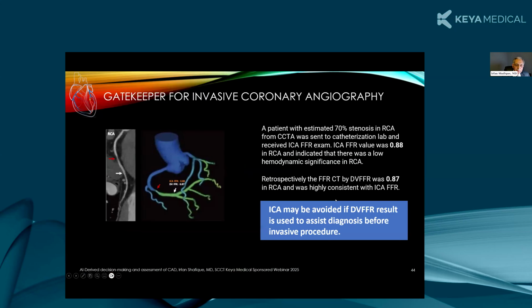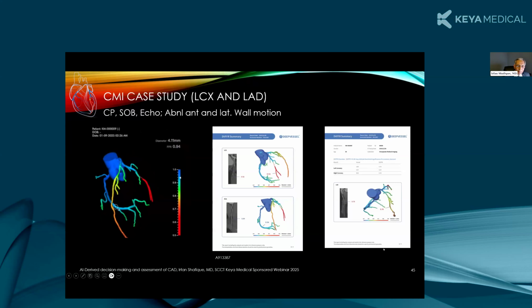So DeepVessel FFR, I'm just going to do a couple of cases for you. This is a patient who had cardiac CT and showed 70% stenosis, and went for ICA, invasive FFR exam, which showed 0.88. But they did it retrospectively, and they said they did DV-FFR on this also, which showed 0.87, almost quite similar results there. So this could have been avoided if the DV-FFR result was used to assist. So I would say it becomes a gatekeeper for invasive coronary angiography if you use DeepVessel.